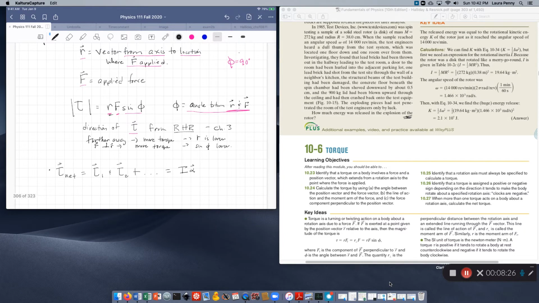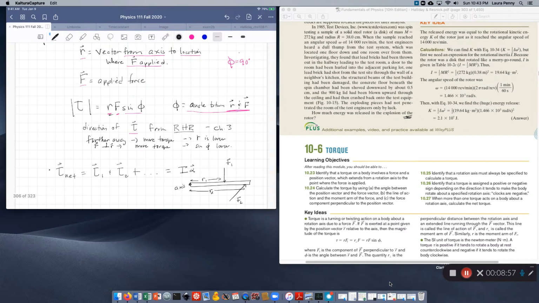So if, say, my door, one more time with this door, and here's my axis, I could have one force here, and I could have another force there. So then I'd have an R for this force, and I'd have an R for the first force, and I'd have two different torques.